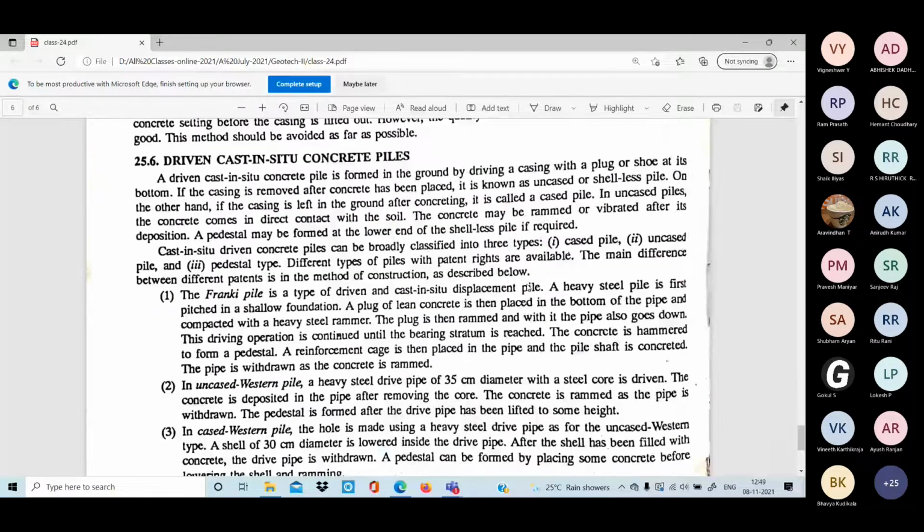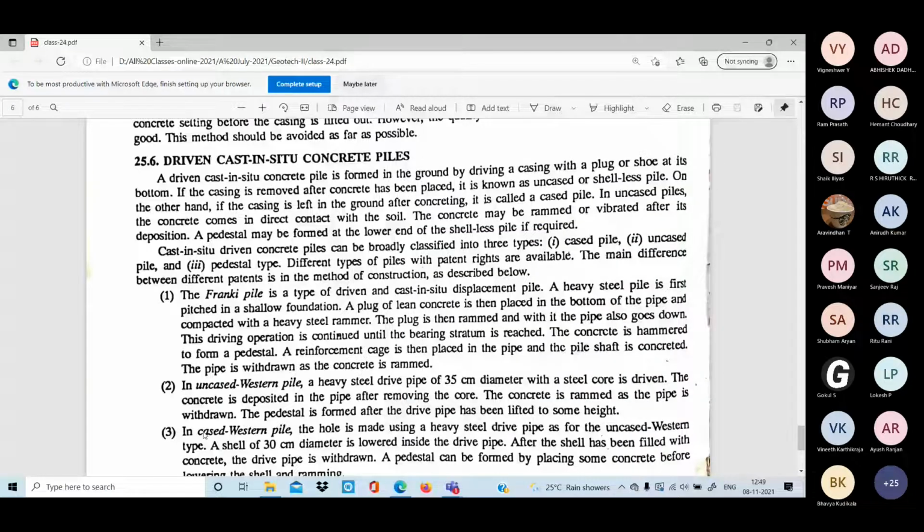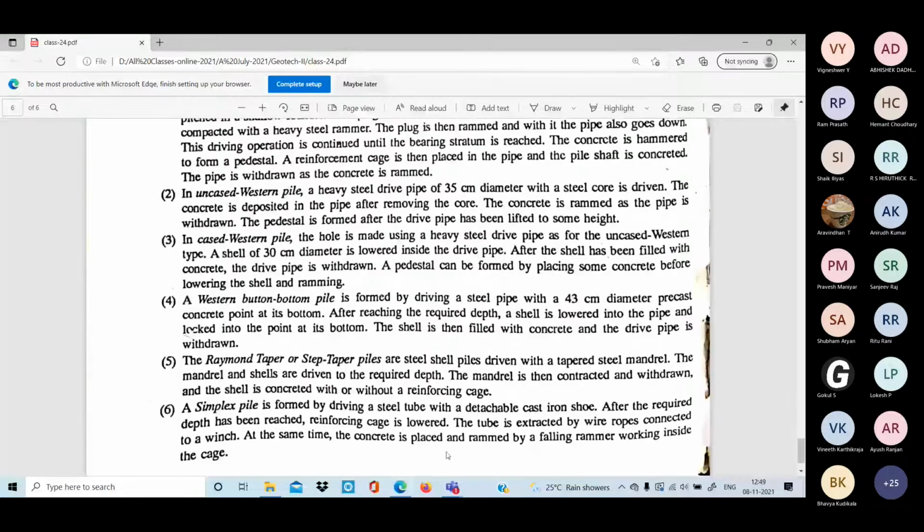Then driven cast in situ concrete pile. That means a driven cast in situ pile is formed in the ground by first driving a casing, with a plug or a shoe. Then we put in the pile. So these are the different types of driven piles. It is given. What I'll do is show you some pictures, then only you can understand actually.